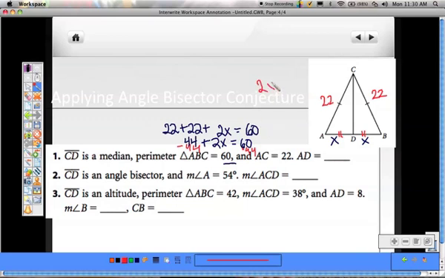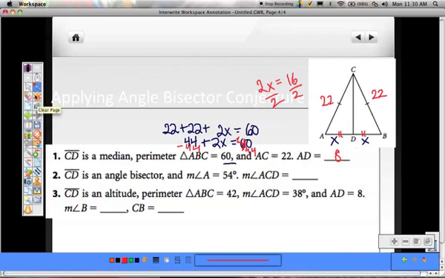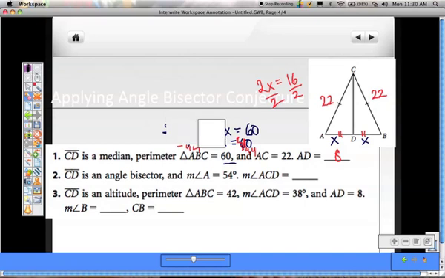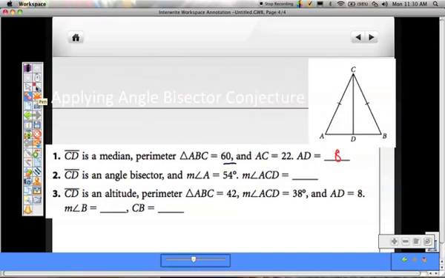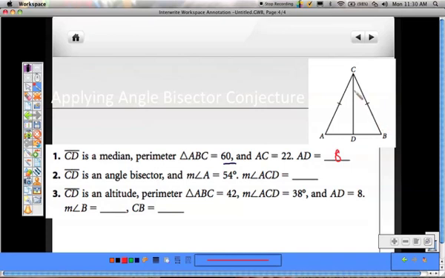So we get 2x equals 16 divided by 2, so AD equals 8. Each of these are 8. Let's say CD is an angle bisector. Okay, so let me erase this right here. Alright, so let's say CD is an angle bisector, and the measure of angle A is 54 degrees.